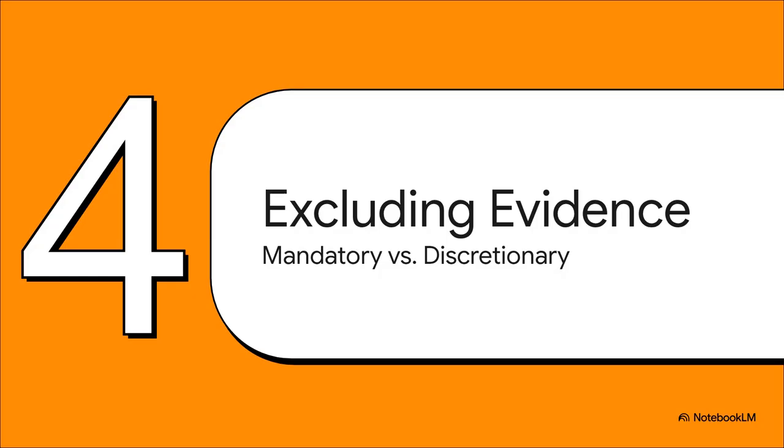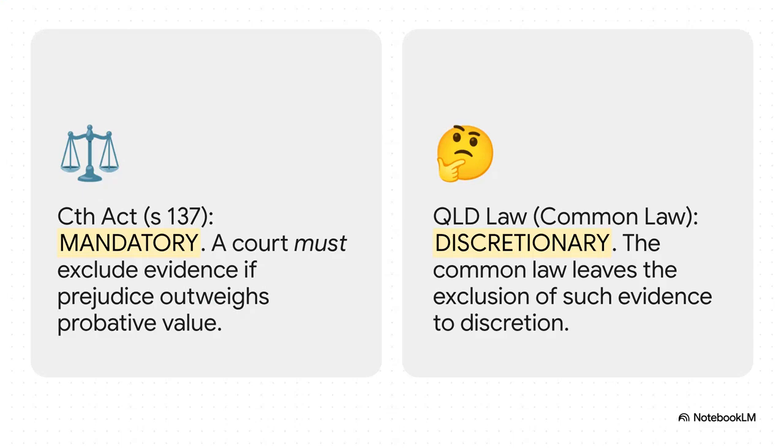Okay, this next section is absolutely critical. It gets right to the heart of a trial judge's power. What do you do with a piece of evidence that's relevant, but it's just unfairly prejudicial? Or maybe it was obtained illegally? The two regimes could not be more different here. This is a massive difference. You need to burn this into your brain.